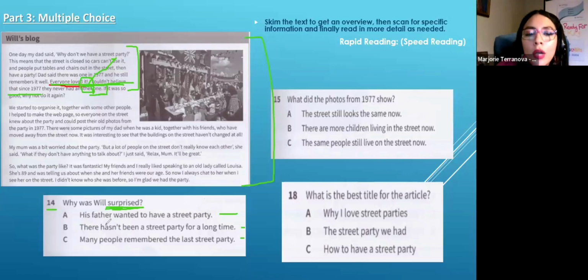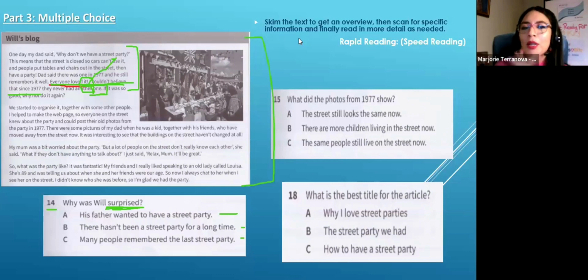Okay, so if you look at options A, B, or C, you can write your answers in the chat. What is the correct answer? You already recognize where I found my answer. Now, which of the three options, A, B, or C, actually means the same as what I had underlined? Remember, it says, I couldn't believe that since 1977, that's what made that person surprised, right? Since 1977, they haven't had another party.